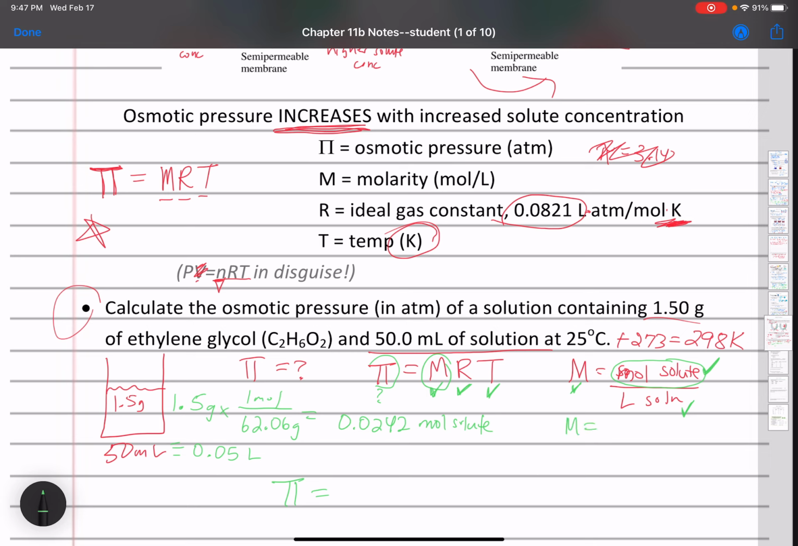I should finish solving the molarity. So the molarity is 0.0242 moles over 0.05 liters, for a molarity of 0.483 molar. So 0.483 molar times 0.0821 liter atmosphere per mole Kelvin. So our moles per liter cancel out. And times the temperature of 298 Kelvin. Kelvins cancel out, and our pressure is going to be in the units of atmospheres. When we do the multiplication, we get an answer of 11.8 atmospheres is the osmotic pressure of that solution.